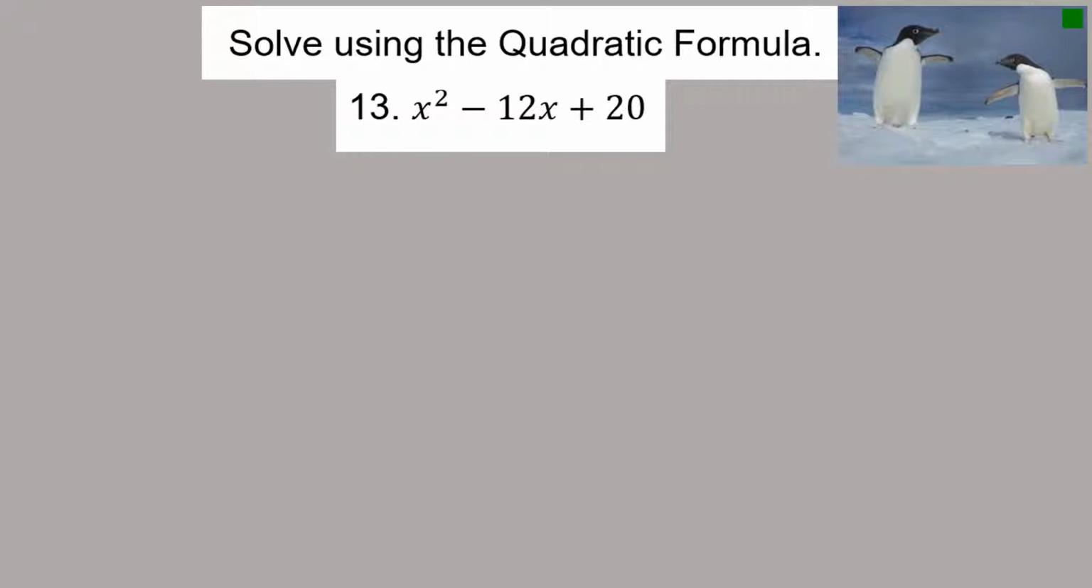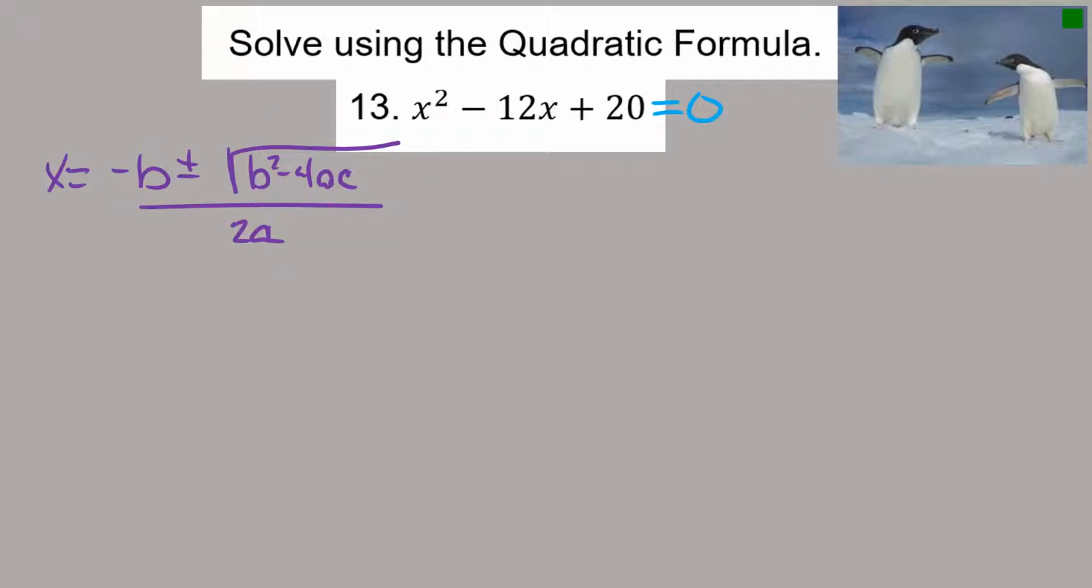Okay, solve using the quadratic formula. I'm going to assume this is equal to 0, and we're going to write down the quadratic formula. Make this big in your notebook. X equals negative b plus or minus square root of b squared minus 4ac all over 2a.